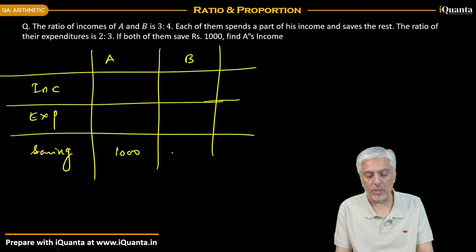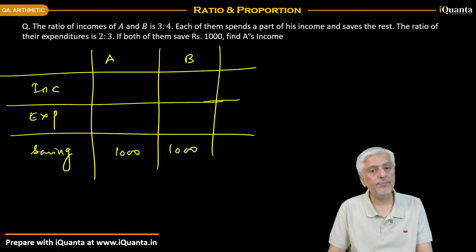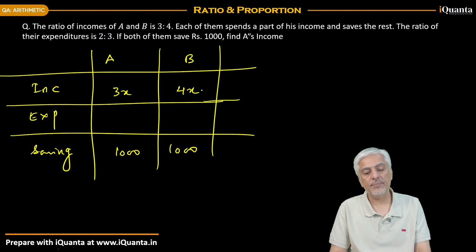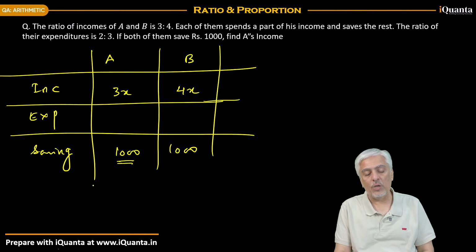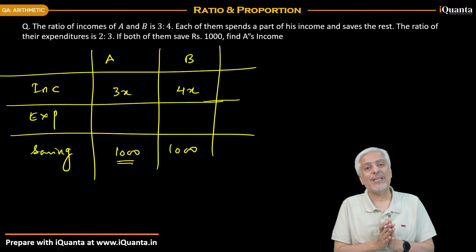This was given 1000. Everybody pay attention. Income is 3:4, so I can take income as 3x and 4x. Now suppose my income is 3000 and I'm saving 1000. So how much did I spend? Everybody in the chat, only answer that much.